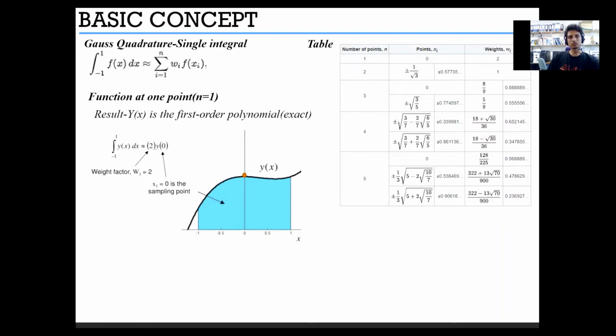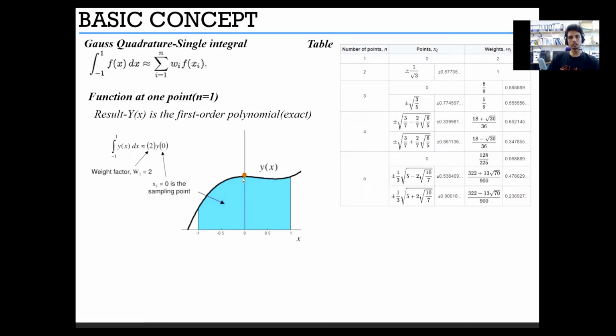Okay, so the result of this y(x) will be a first order polynomial. If we follow the rules of the Gauss quadrature here, plugging in the weight and the x depending on the n, then we will get the exact answer, like the normal integration. However, we will know how to integrate it.